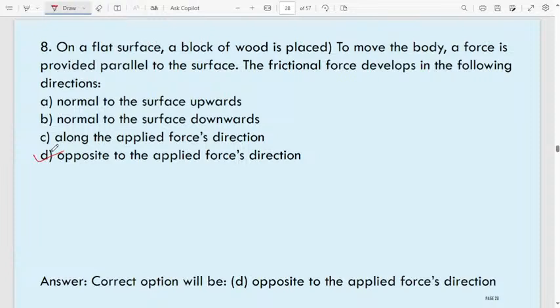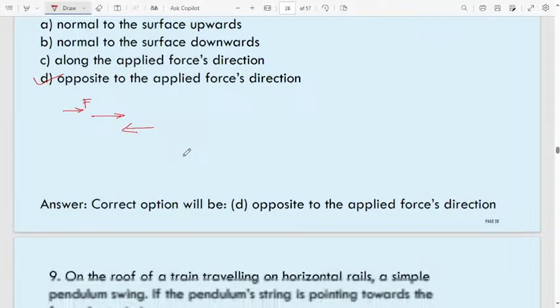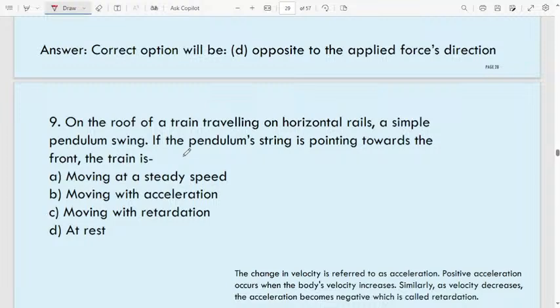Already you know, if the body is moving in this direction, the frictional force it will be always opposite to the applied force direction. See, to make a body to move, then you have to apply a force. If the force is applying in this direction, then the frictional force it will be opposite to the applied force direction. Very important and also easy question.